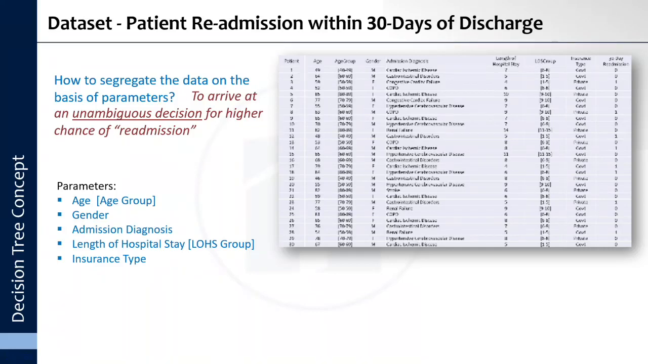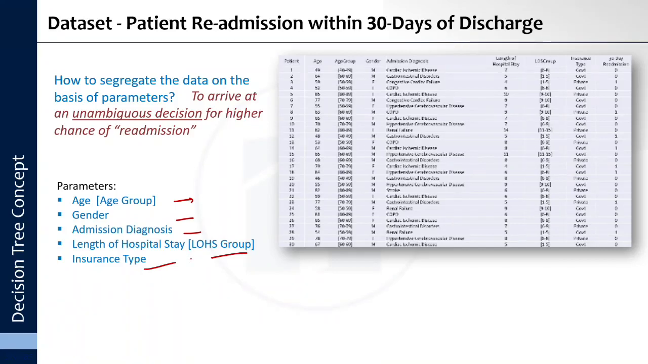Now, what questions will I ask? These are the parameters: age or age group, the gender, the admission diagnosis, length of hospital stay, insurance type. Now, the questions that I will ask: what is the age of the patient? What is the admission diagnosis? What is the length of stay, and so on? So each question is actually intended to split the data set. And when I ask the age, I restrict my analysis within that particular age group. That is the first split.